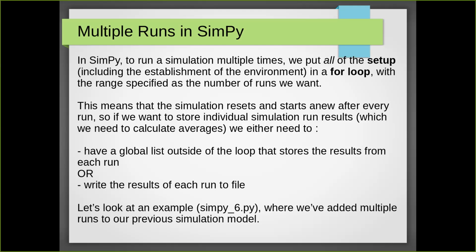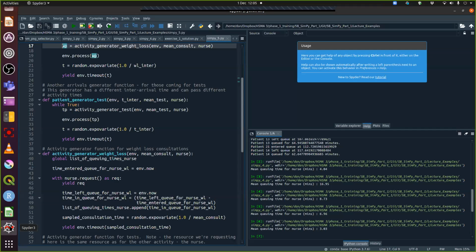Or we could just write the results of each run to a file. So every time the simulation runs, it'll complete its run. At the end of that run, it will take the averages, so look at the average queuing times, whatever it is that you're looking at, and then write those results to a file. And then each time it runs through, it'll just add to that file. So by the end of all of the runs, we'll have a file that lists all of the results from each of the runs. So let's look at that in action.